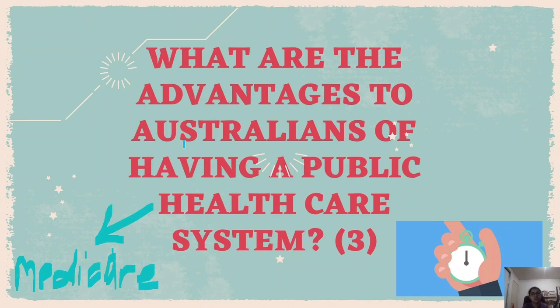There are lots of advantages. So Medicare is our public healthcare system, and through Medicare we have access to bulk billing from GPs. Through Medicare we have access to hospital stays and visits. We have access to some ancillary benefits through Medicare as well. So plenty of advantages from the public healthcare system, and some people also have access to PBS through Medicare, which means that they can get medicines at a discounted price.